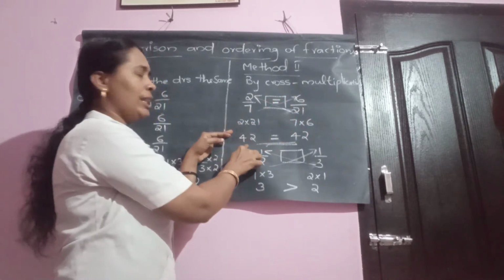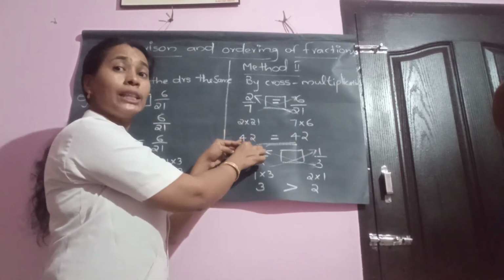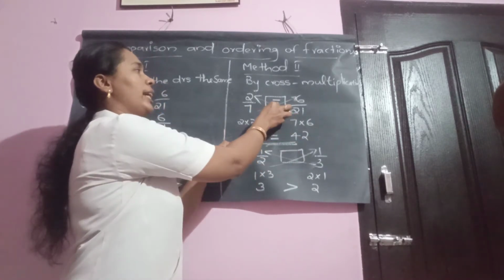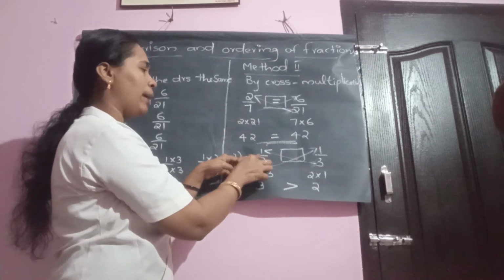21 into 2 is 42. 6 sevens are 42. Both the products are same or equal. So put the equal to symbol. Keep the same symbol inside the box also. Okay. Then another question. Same question repetition.